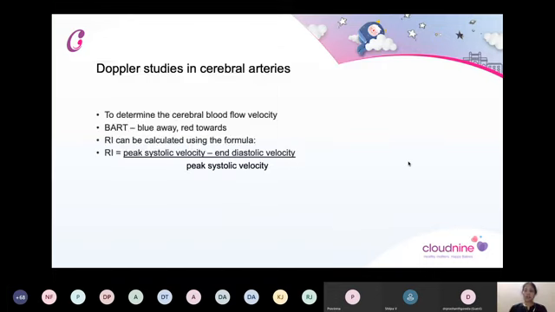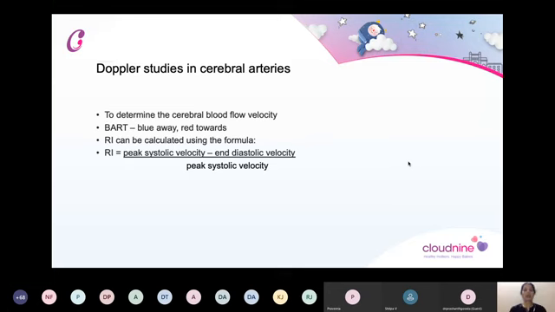Now coming to some extra information here. So Doppler studies are done to look at the cerebral blood flow. And first of all, we need to know what it looks like when you're doing the Doppler. So when there is blood flow towards the probe, it looks red. And when there is blood flow away from the probe or the transducer, it looks blue. So we'll look at some of the images after that.